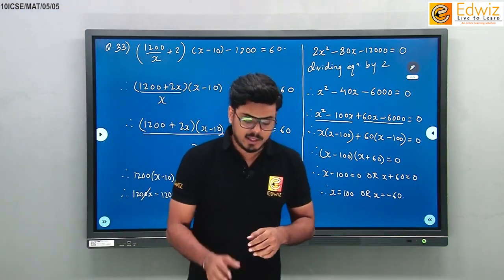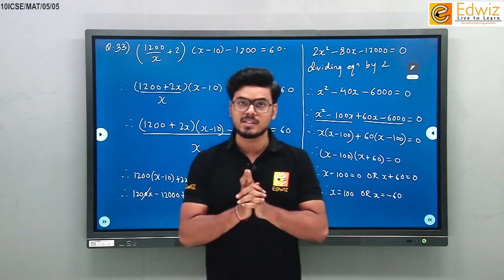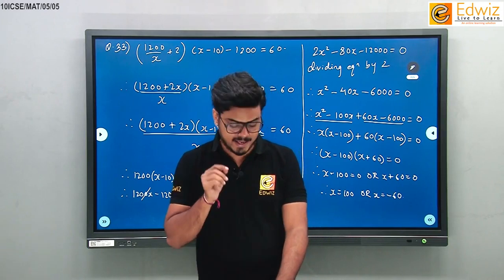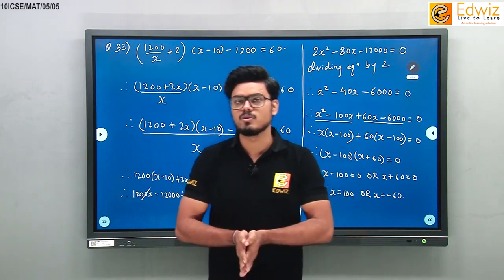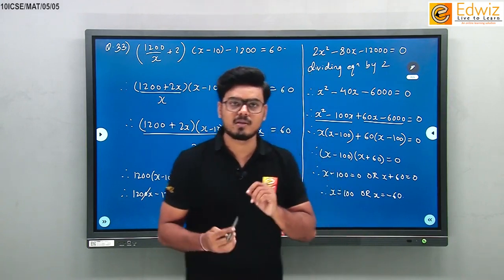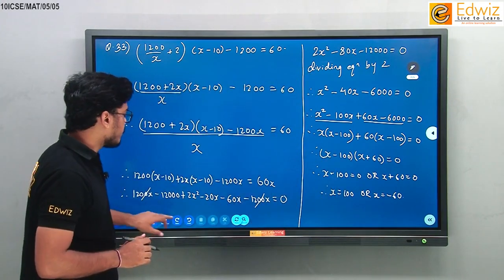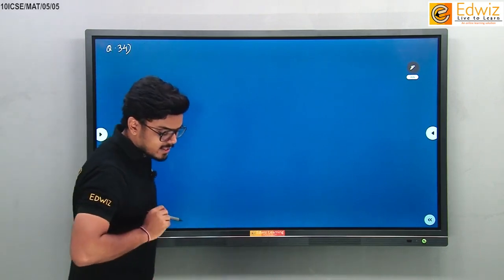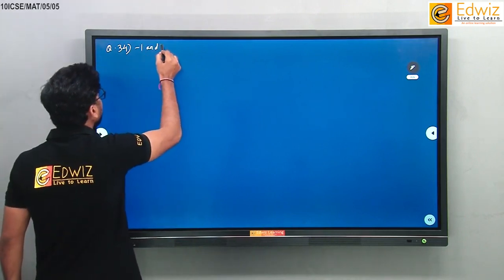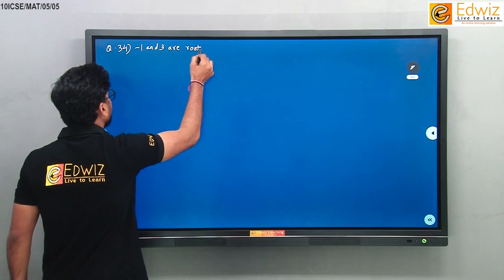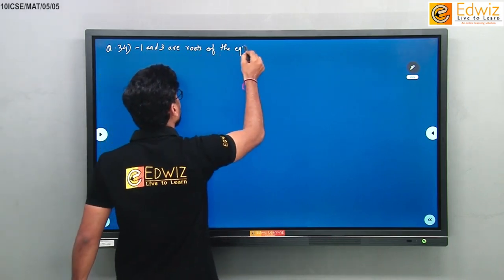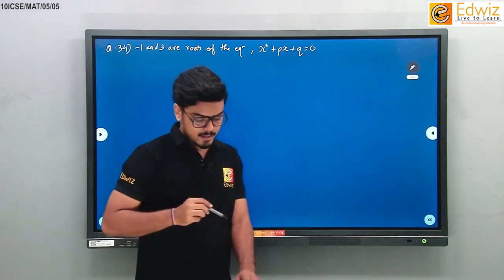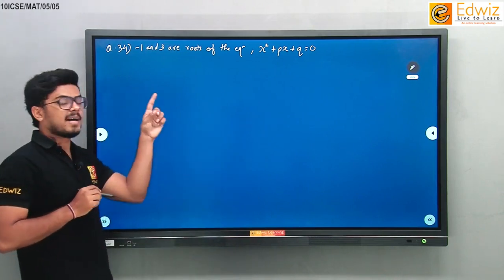Alright students, now coming to the very last question in this exercise, that is question number 34. If minus 1 and 3 are the roots of x square plus px plus q equal to 0, find the values of p and q. Now I know you have already solved this type of question before, but still let us solve it. Question number 34, there are two roots given to us, minus 1 and 3 are roots of the equation x square plus px plus q equal to 0, correct? This is the equation given to you. We need to find the values of p and q.